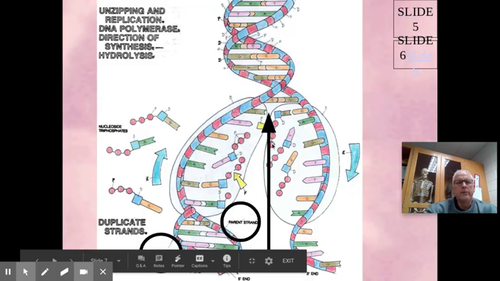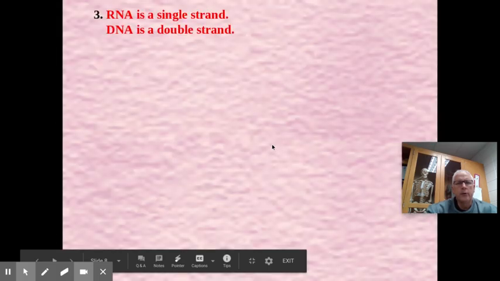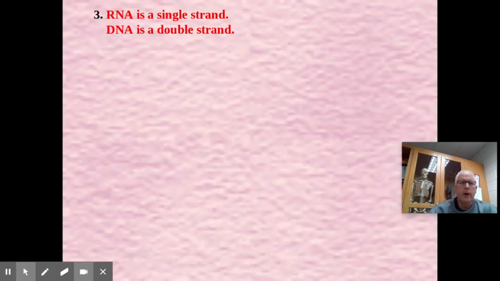And the third difference, and then we're going to call it good, I'm not going to go through this whole process today, is RNA is a single strand, DNA is a double strand. So RNA is not a double helix like DNA is. It's just a single strand. You'll see why. I'll explain that later. All right? So hopefully that makes sense.